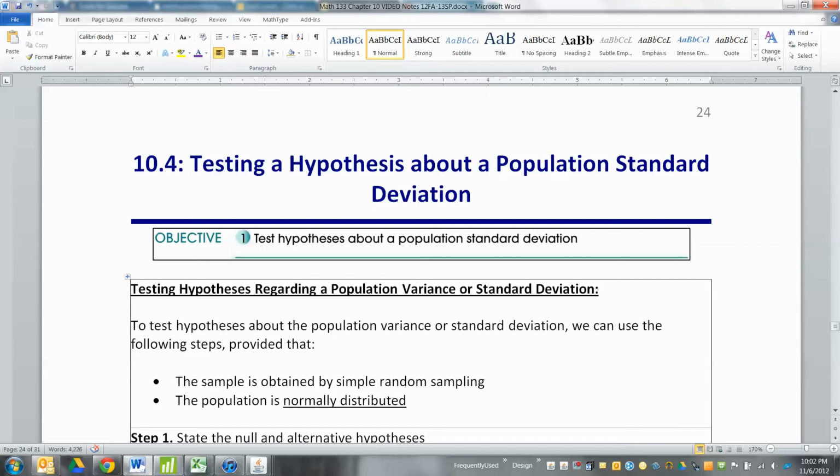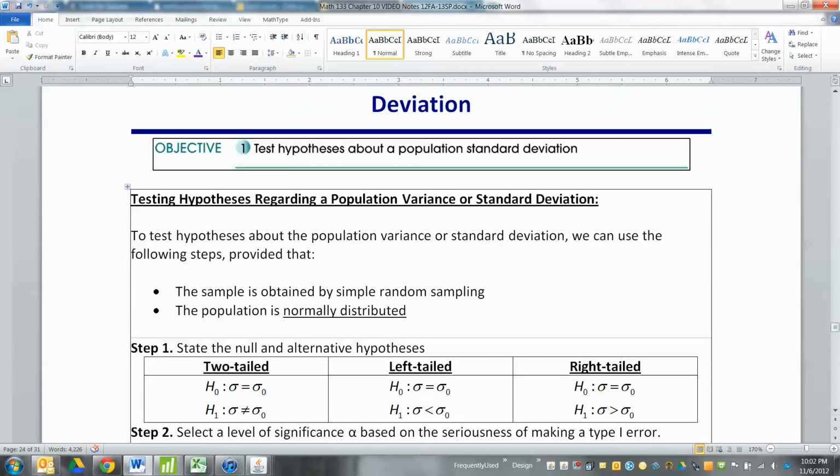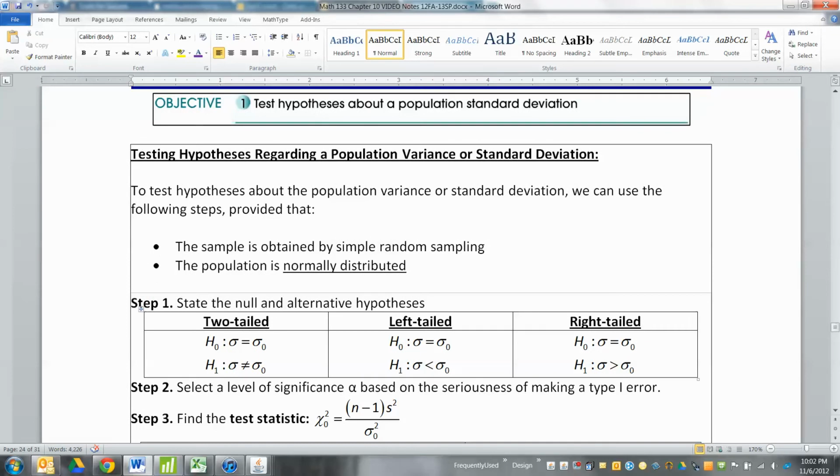In section 10.4, we're going to take that same 6-step hypothesis testing process that we've learned in the previous 2 sections and apply it to the variance or the standard deviation. I say variance or standard deviation because it's the same method for both. What happens is the hypotheses here are going to change depending on whether you're using sigma, which is standard deviation, or sigma squared, which would be the variance. Now keep in mind, just like all the other ones, they have some rules. Namely, your sample has to be from a simple random sample, and it has to be from a population that is normally distributed.